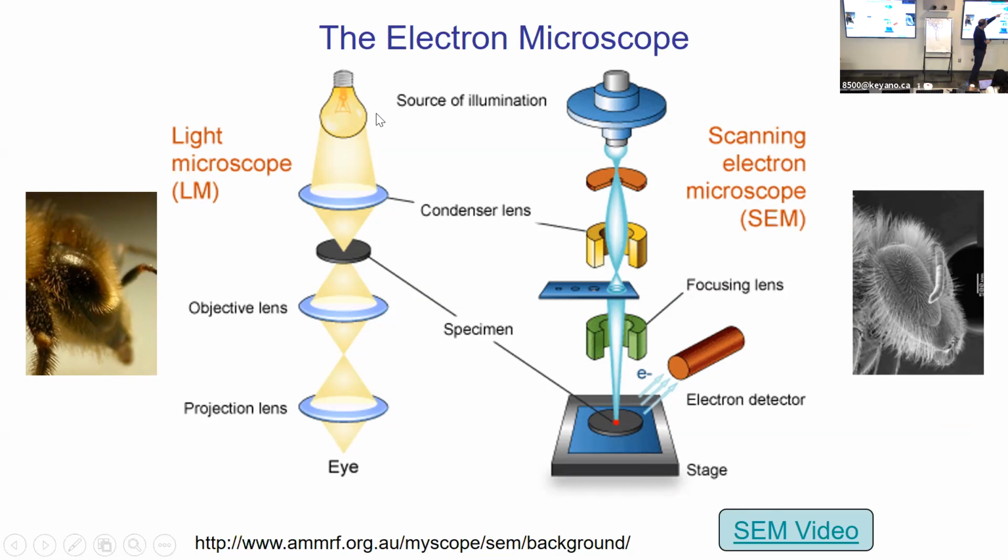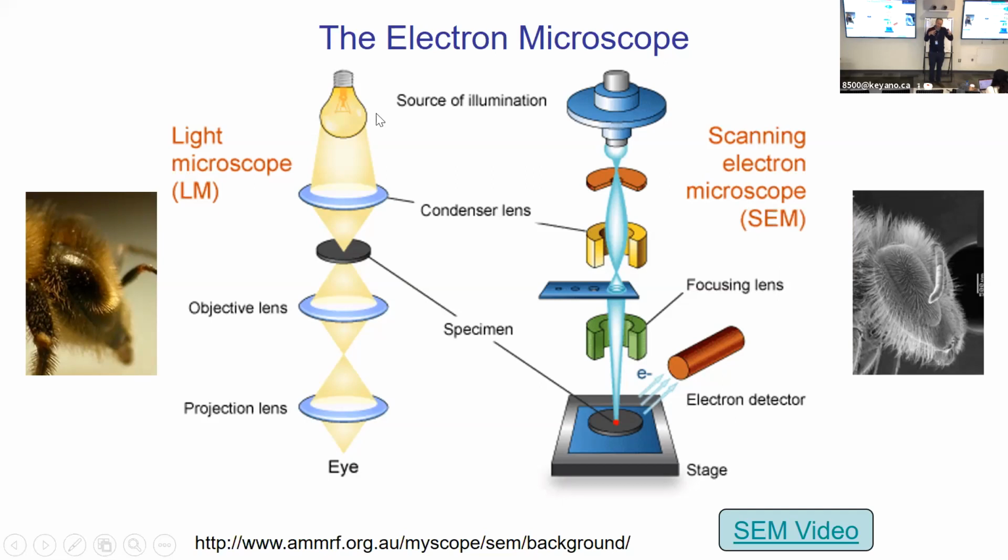A light microscope, same idea, except you don't have light, you have an electron beam, right? So an electron beam, what are the lenses made of? The lenses are not glass or quartz. The lenses are actually a magnetic field.